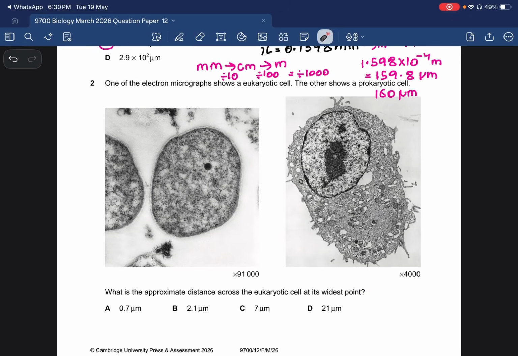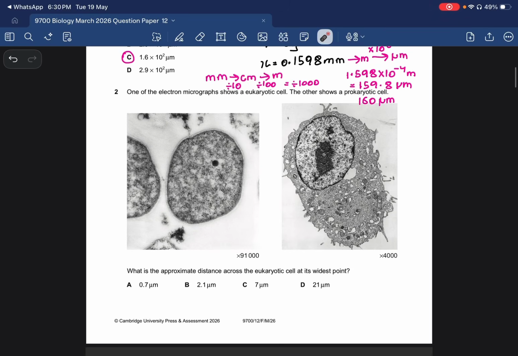Question number two. One of the electron micrographs shows a eukaryotic cell. The other shows a prokaryotic cell. What is the approximate distance across the eukaryotic cell at its widest point? Now, this question is a bit interesting in the sense that they haven't given you much information, right? And some students are going to be confused on how to solve this. But trust me, this is pretty simple.